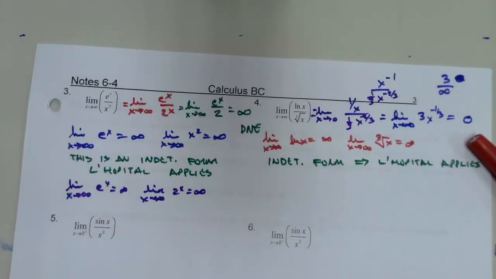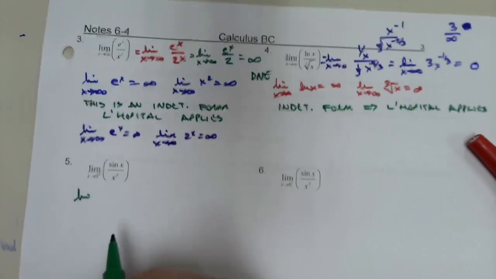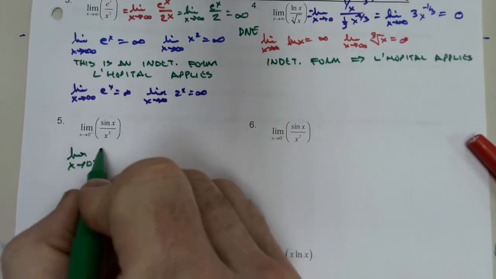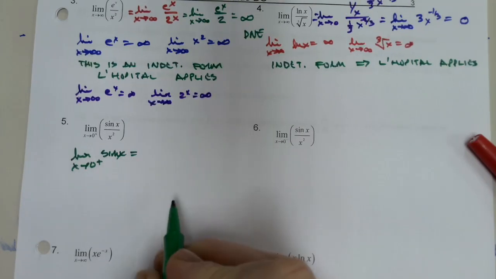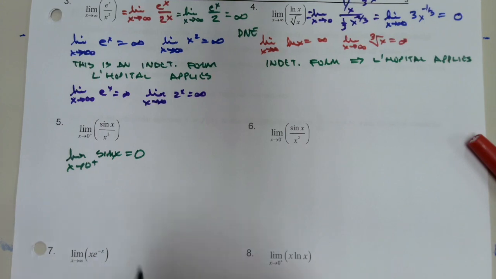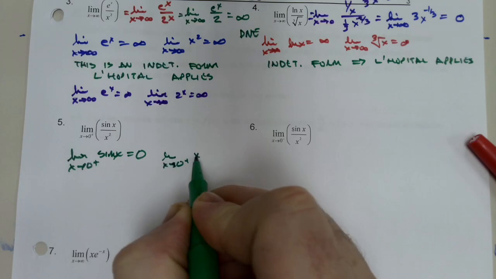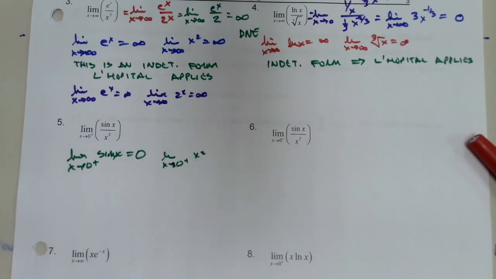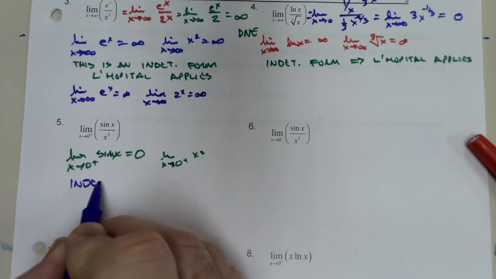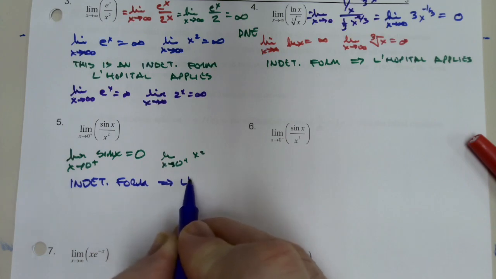Next, we've got a case where the limit as x goes to 0 from the right of sine of x would be 0. Sine of 0 is 0. And the limit as x goes to 0 from the right of x squared is also going to be 0. We have an indeterminate form. Therefore, L'Hopital will apply.